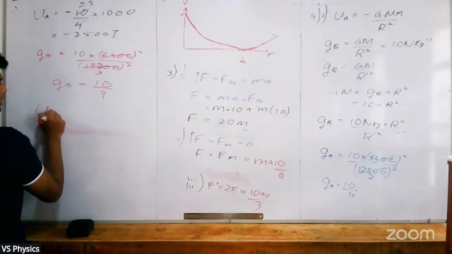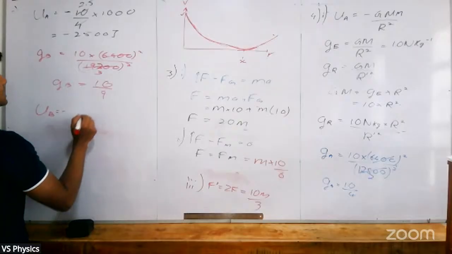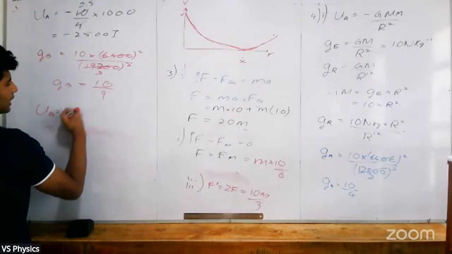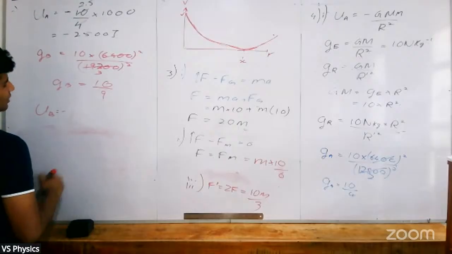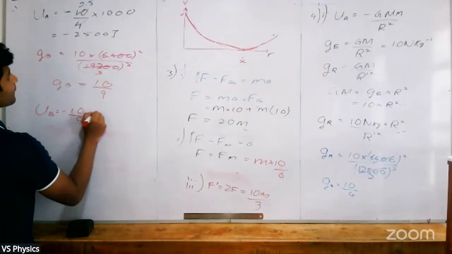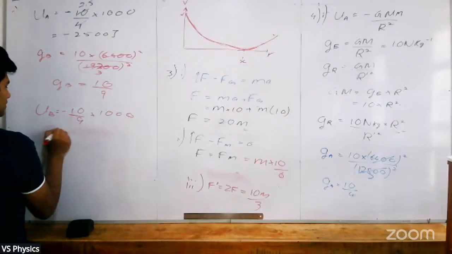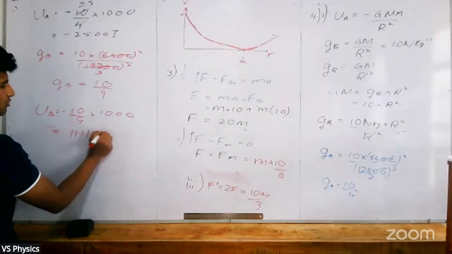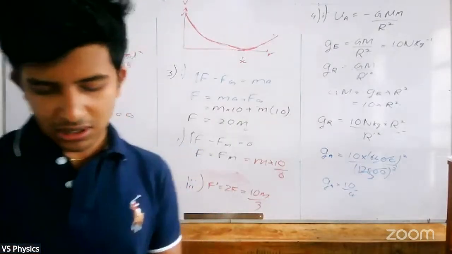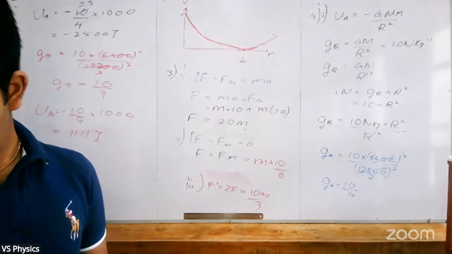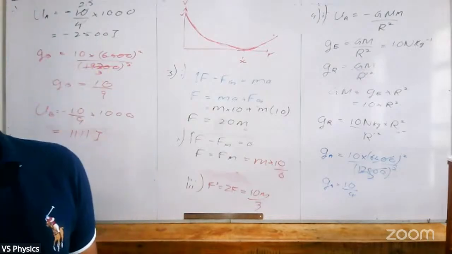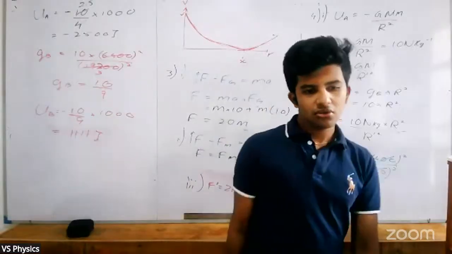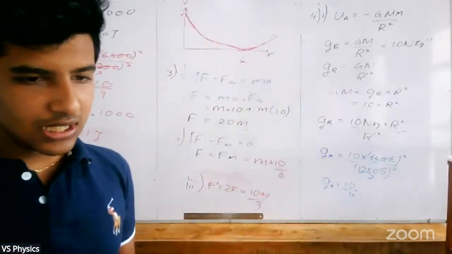Now we can find the potential energy at point B, which is what is it? 10 over 9 times 1000, which is going to be equals to like 1,111 joules. Calculator එක බලන්න 10 divided by 9. Yes, 1,111 joules. Okay. So those are the potential energy at A and B.